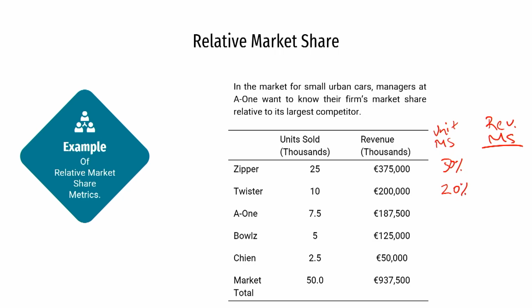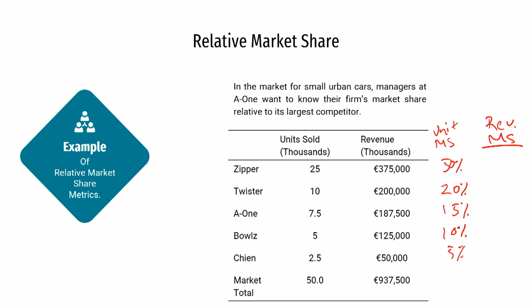So, if it is 7.5, 7.5 divided by 50 will be your 15%. 5 divided by 50 is 10%. 2.5 divided by 50 is 5%. Right. Now I am not going to do this calculation for revenue, because the revenue calculation will be a bit tougher compared to this unit sales one, but the process remains the same.